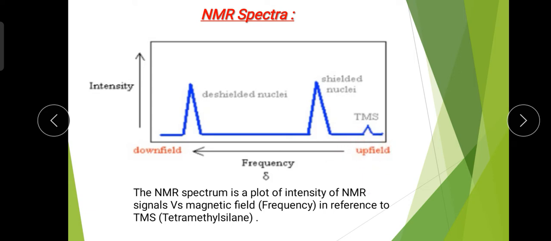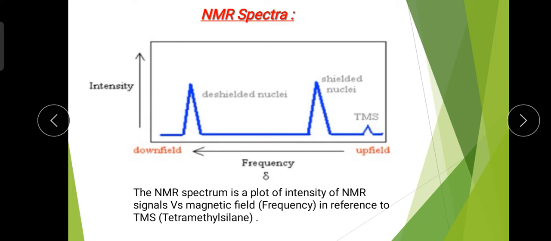So the NMR spectrum is a plot of intensity of the NMR signal versus magnetic field or frequency in reference to the TMS, that is tetramethylsilane. So this spectra is with respect to this standard sample. Here we get these two peaks. This is the NMR spectra.